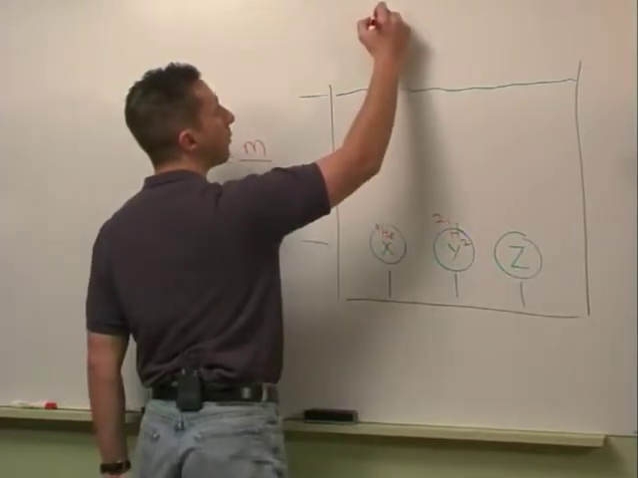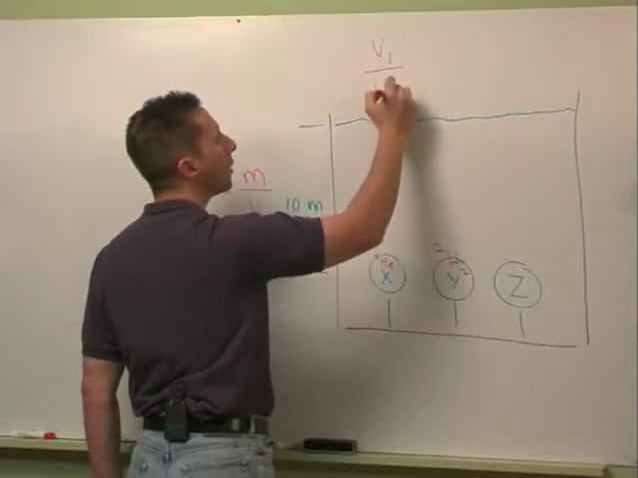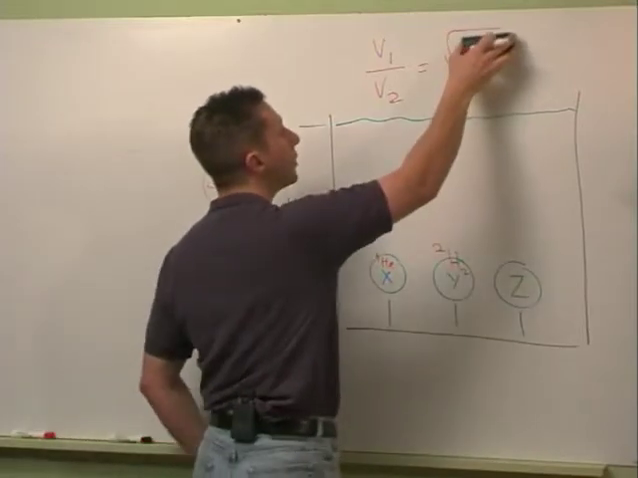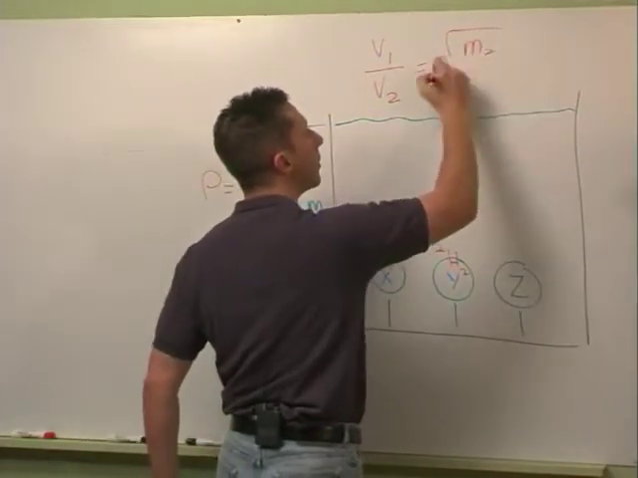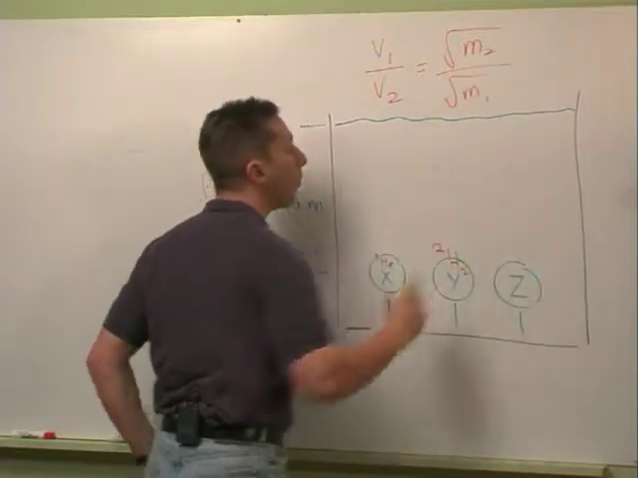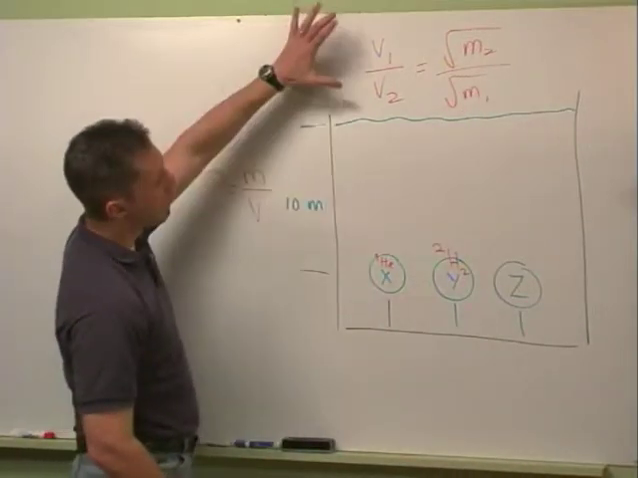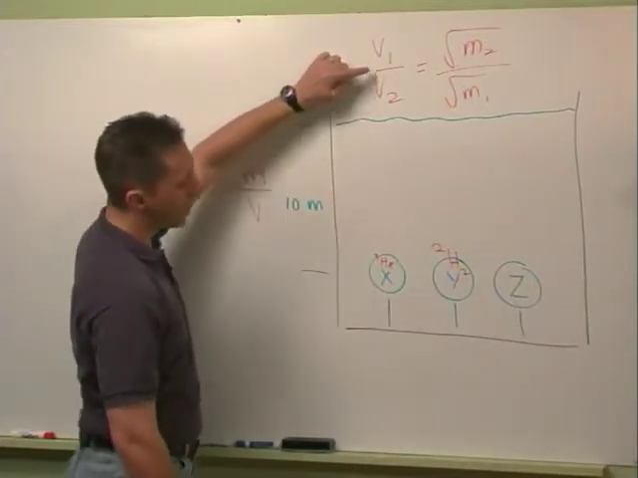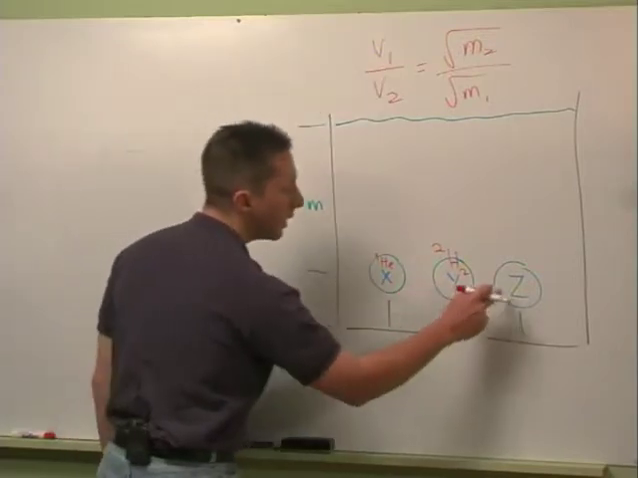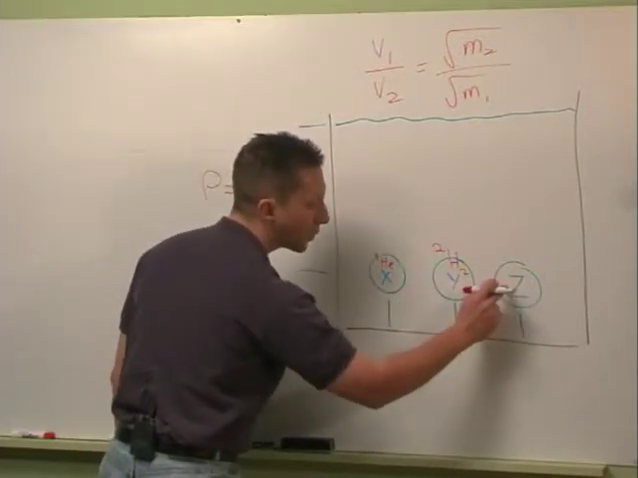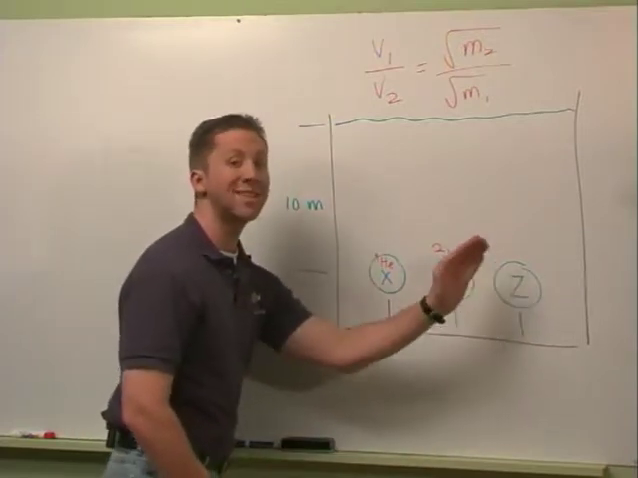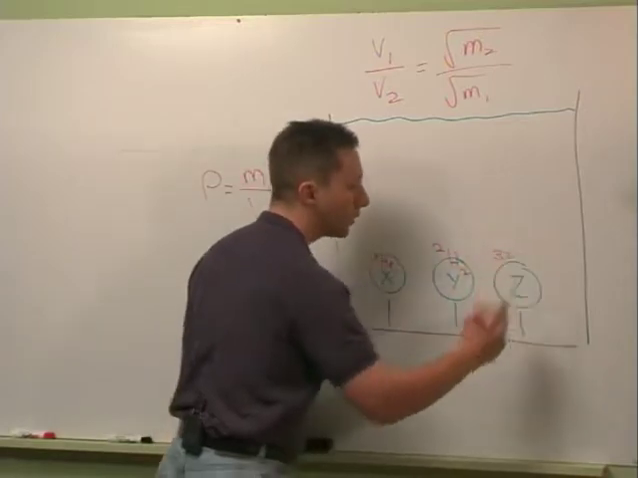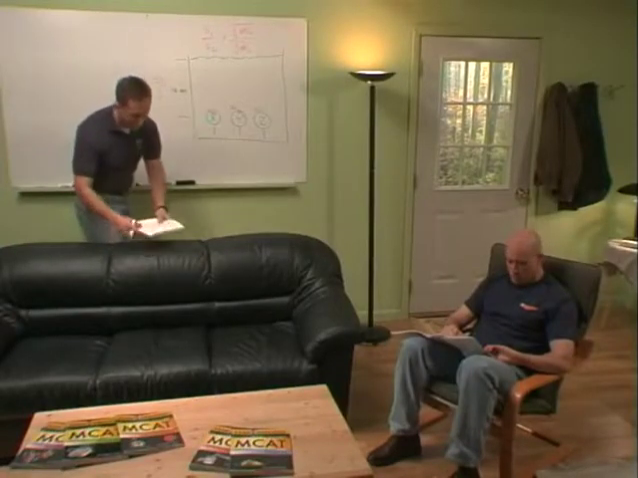And so let's just write that formula up here. V1 over V2 is equal to the square root of M2 over the square root of M1. Graham's law. So there's a relationship between the relative masses of these gases and their relative velocities dictated by this law. The velocity here is 4 times as great as the velocity here, meaning the mass here must be 16 times as great as the mass here. This mass is 2. This mass must be 32. Great. So now let's see if we can solve some of these problems.